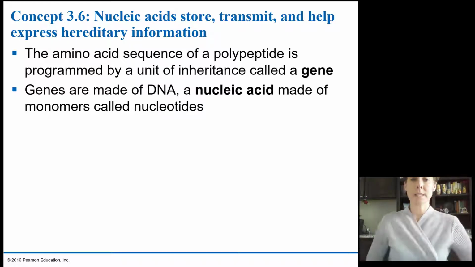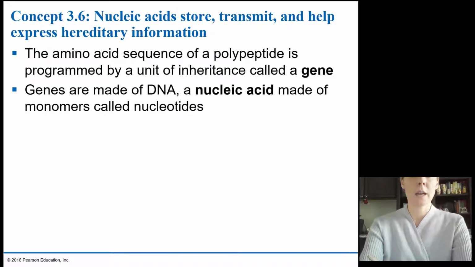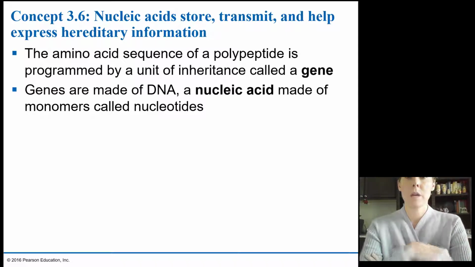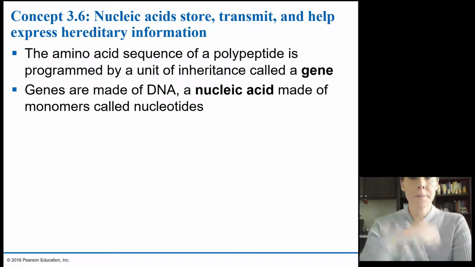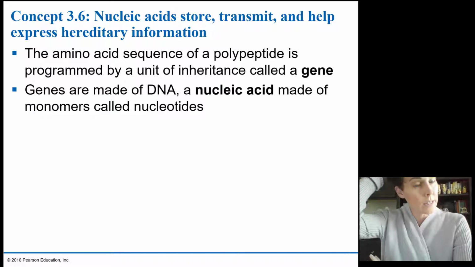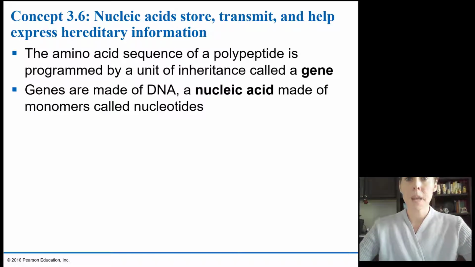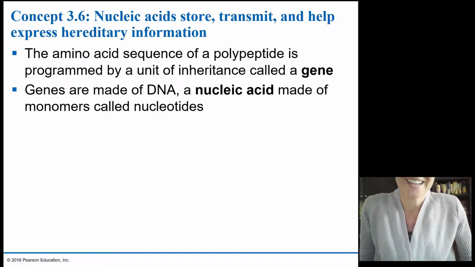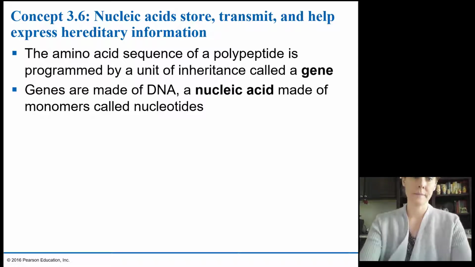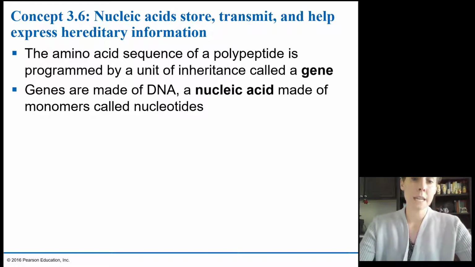The amino acid sequence of a polypeptide is programmed by a unit of inheritance called a gene. So the amino acid sequence that makes our cells the way they should be is that way because a gene tells it to do that. When you have sickle cell anemia, you have a gene that says replace that one amino acid. Genes are made up of DNA, a nucleic acid made up of monomers called nucleotides.